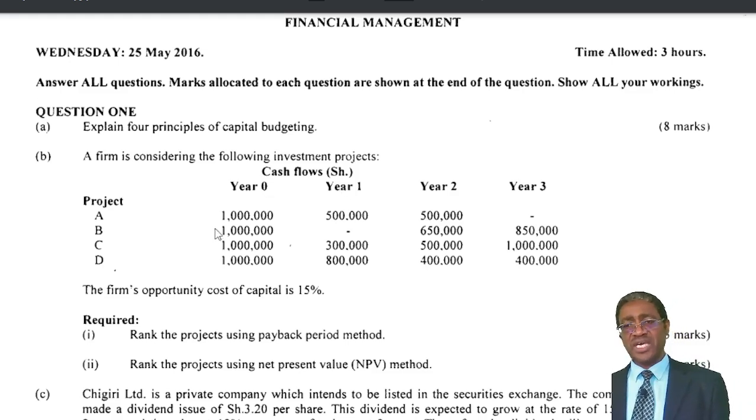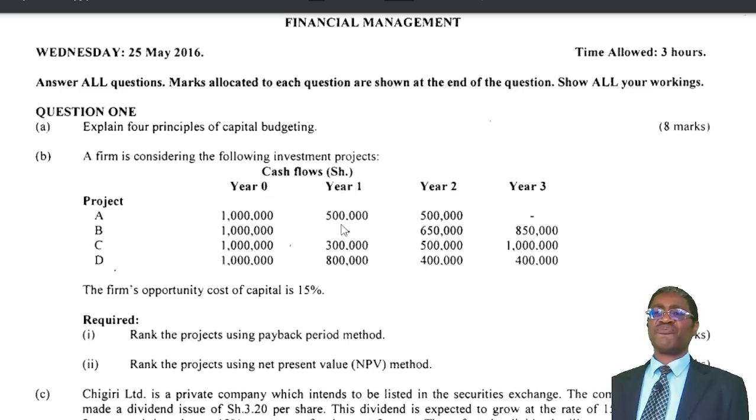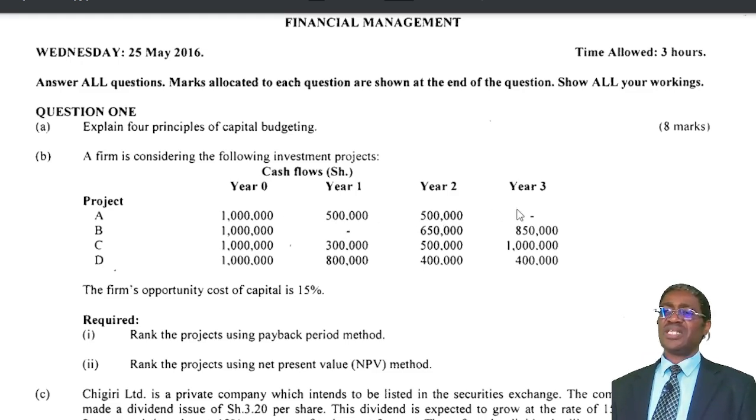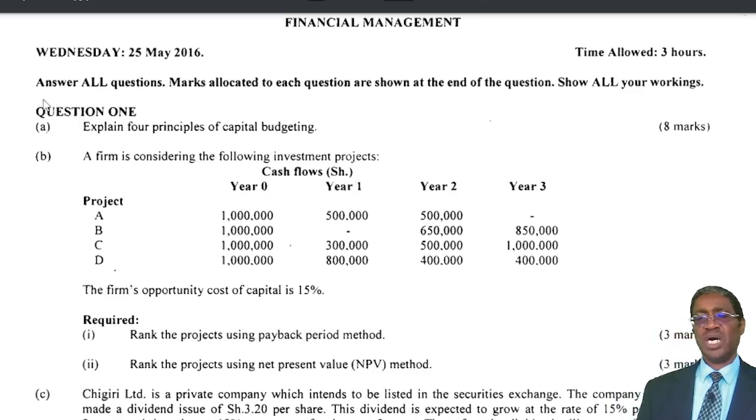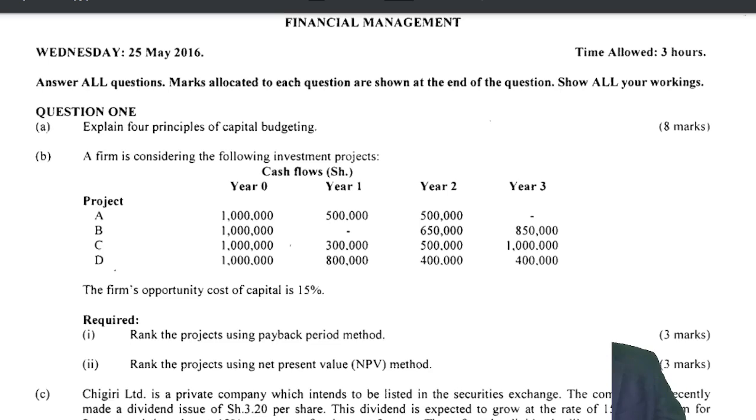For project A, we are going to get 500,000 in year 1, 500,000 in year 2, and nothing in year 3. For project B, we are going to get that amount of how much? We are going to get an amount of project B.